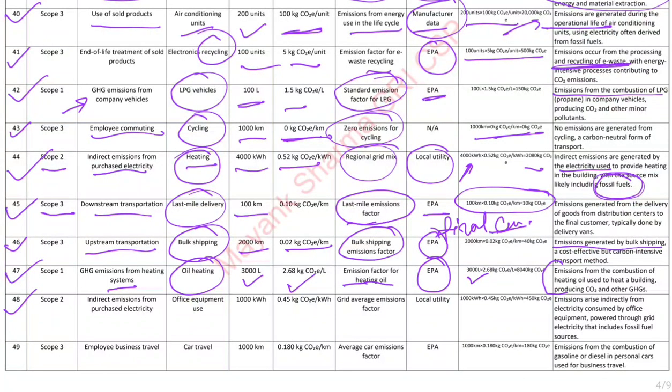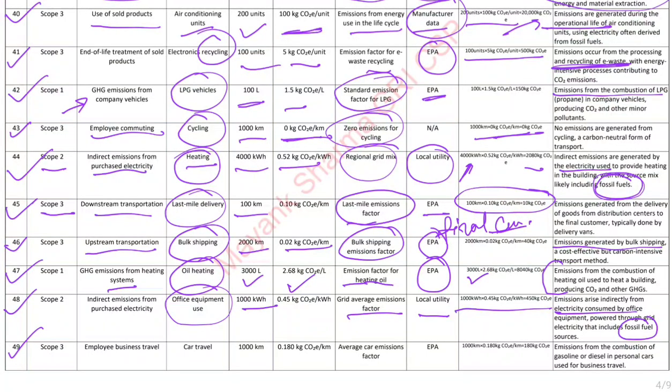Example 48, okay, scope 2, indirect emissions from purchased electricity, like office equipment using 1000 kilowatt hours. Grid emission factor, again taken from the local utility, multiply with the total quantity of electricity consumed and the emission factor. So emissions arise indirectly from electricity consumed, as we have done earlier also. So basically the power is coming from fossil fuel, so we can consider the emissions.